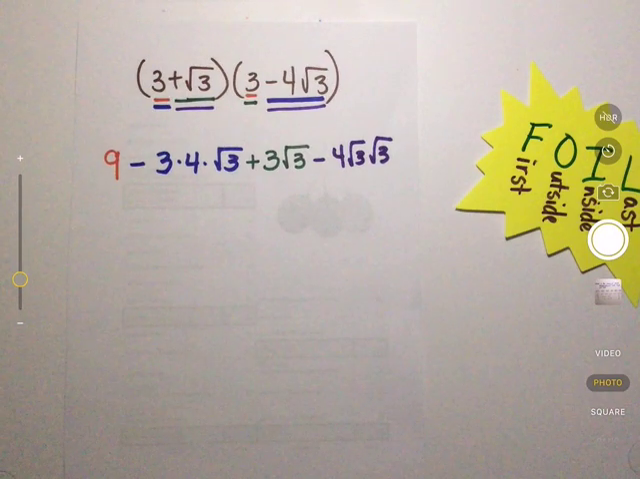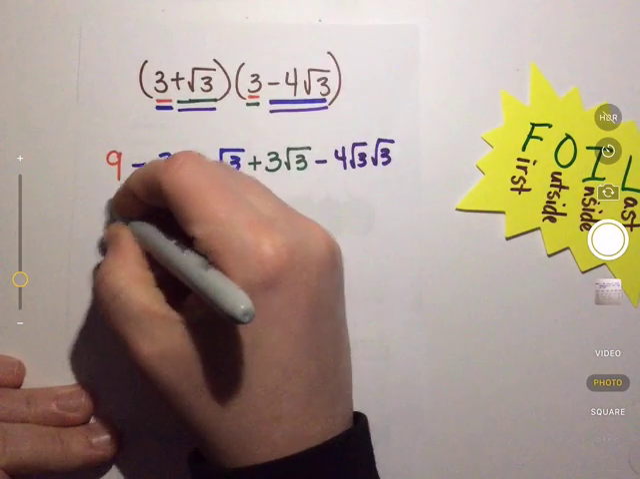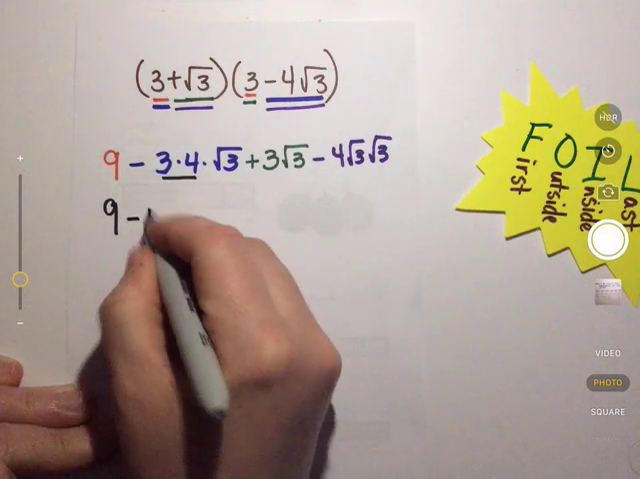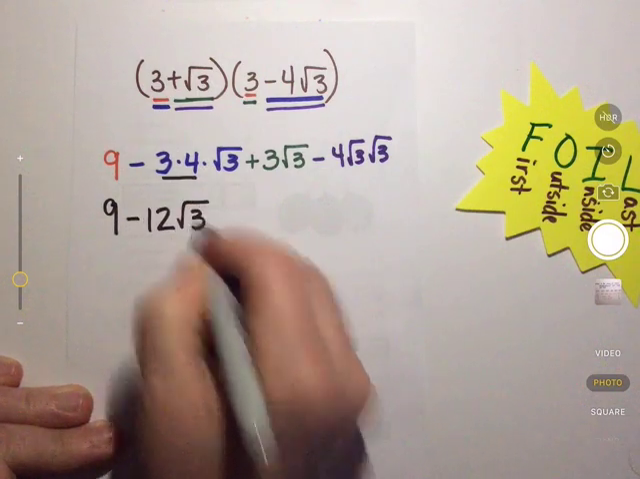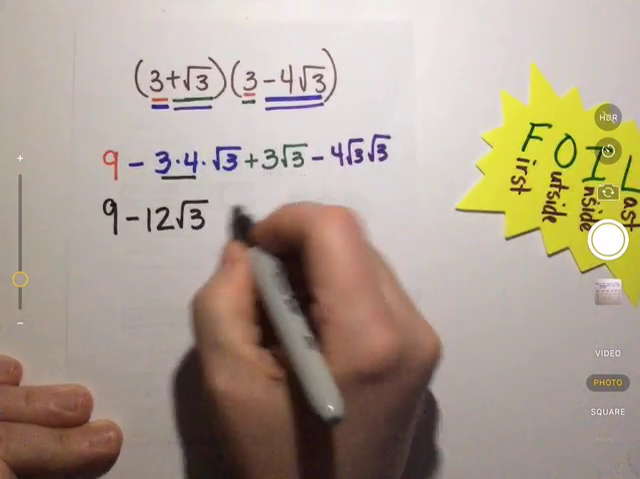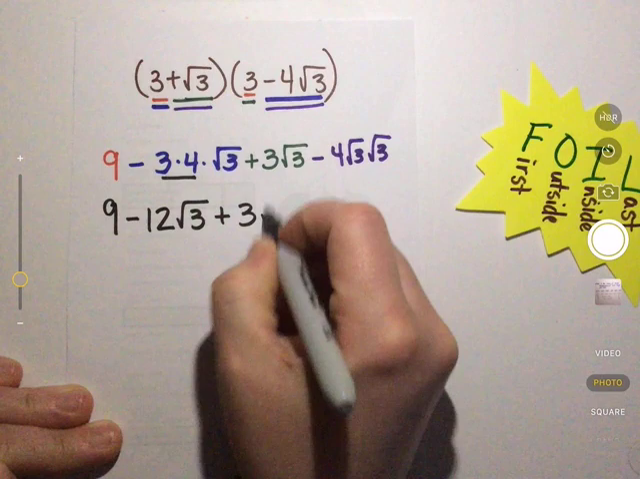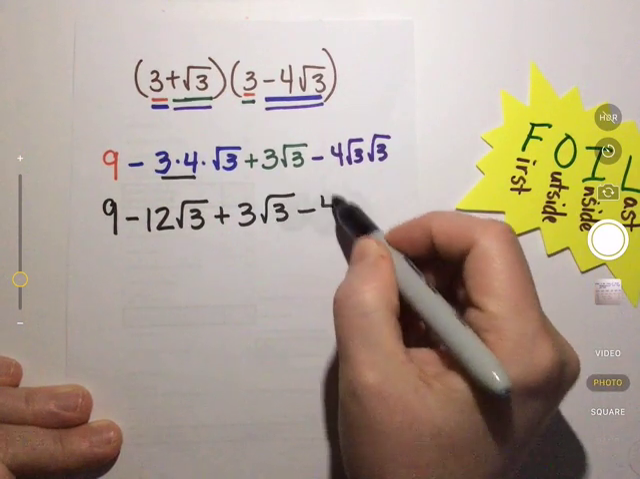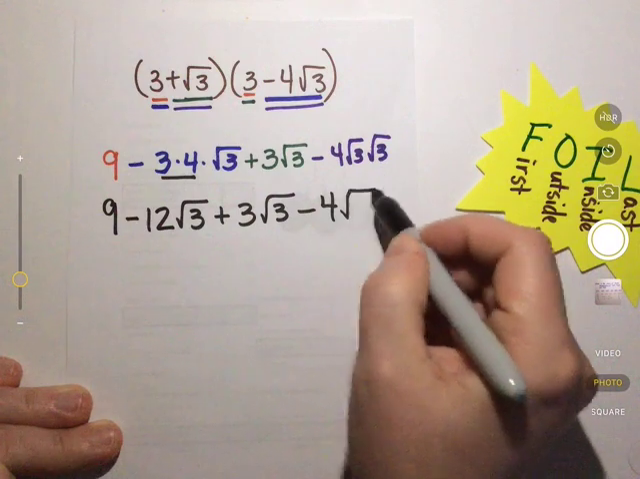Now we just need to clean it up. So obviously 9 is going to stay as 9. I can multiply these numbers together to get negative 12 times the square root of 3. This only has one outside and one inside, so it's going to stay. This only has one outside, that stays, and I combine the inside to get the square root of 9.